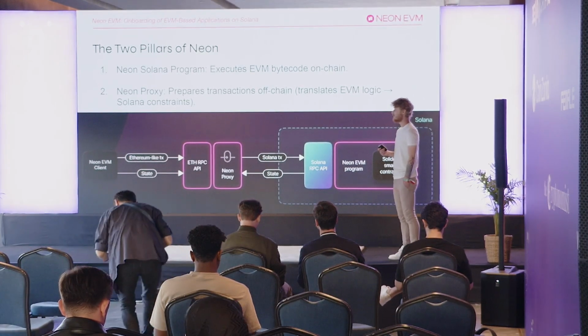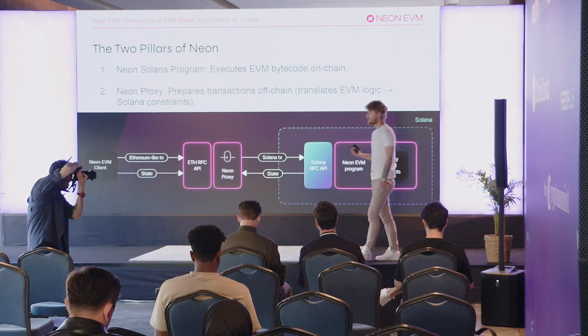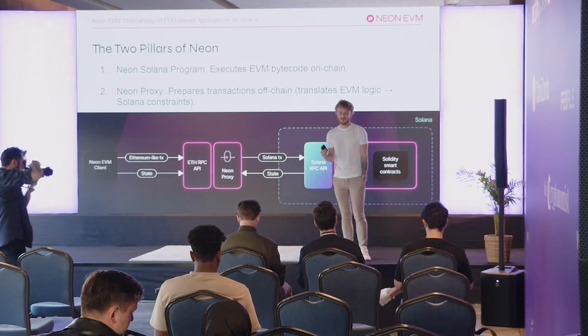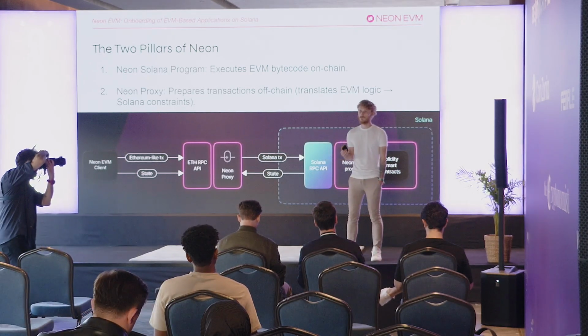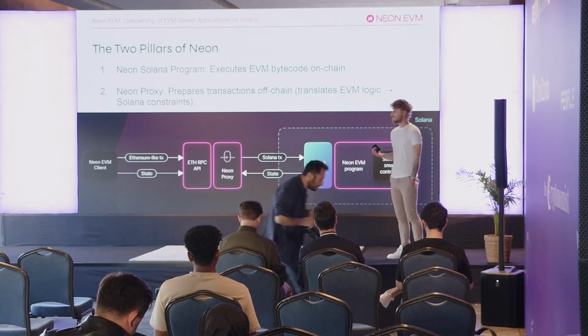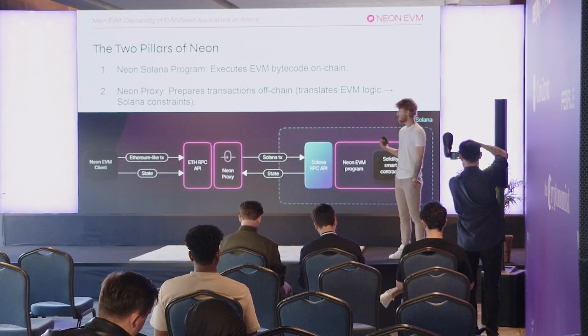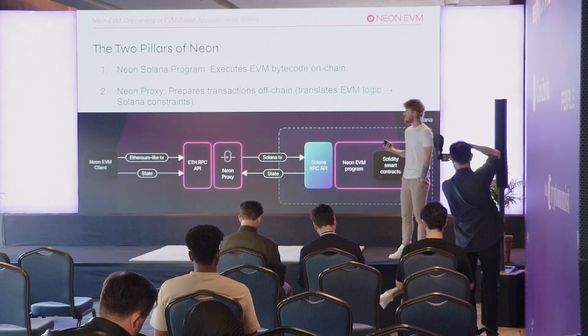So how did we architect this to work efficiently on Solana? There are basically two components. The first one is the Neon program, which lives on chain. It's built in Rust and compiles to BPF, and you can think of it as the heart of the system: the interpreter deployed on Solana that executes EVM logic. And second, critically, is the Neon proxy.